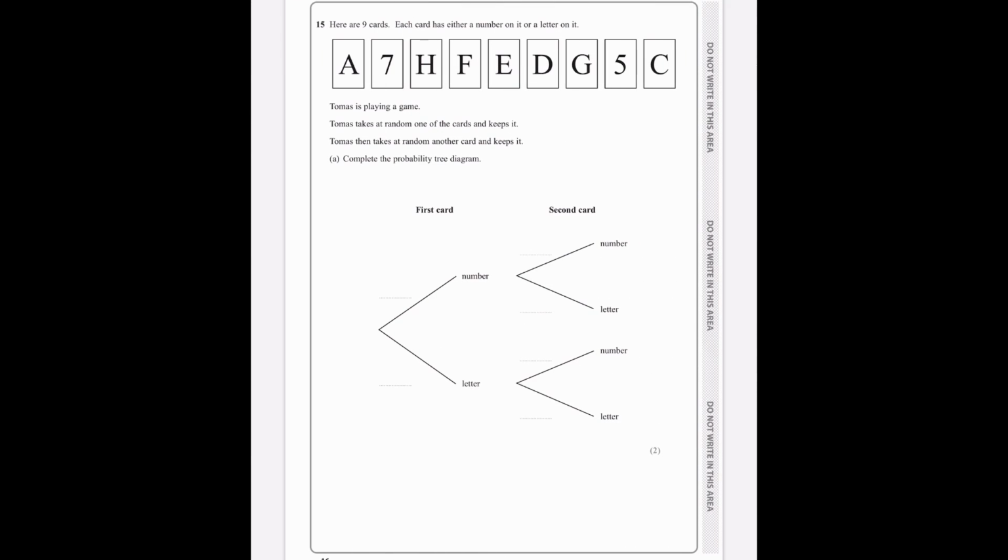Alright, question 15, the probability question. Well, there are 2 numbers and 7 letters, so that's a 2/9 chance of it being a number and a 7/9 chance of it being a letter. Once the first card is withdrawn, the denominator will change. We'll get 1/8, 7/8, 2/8, 6/8.